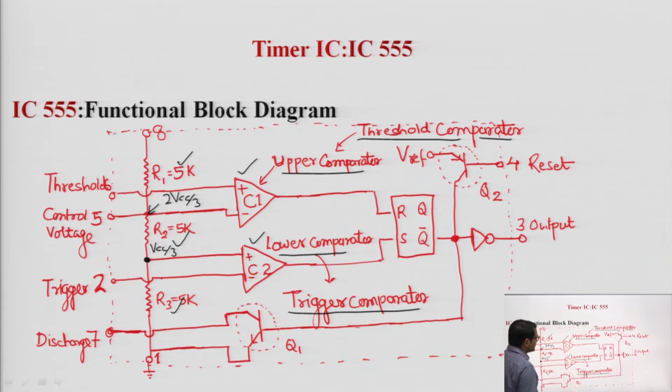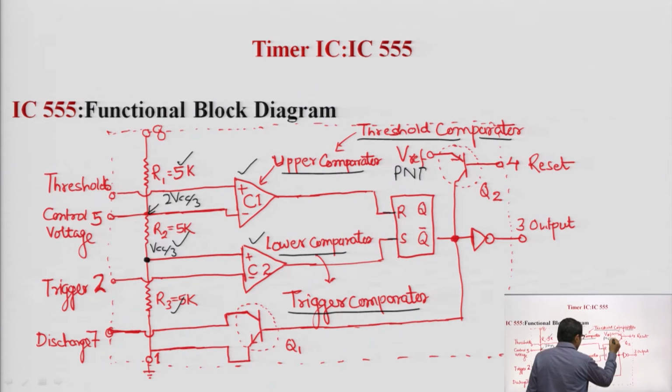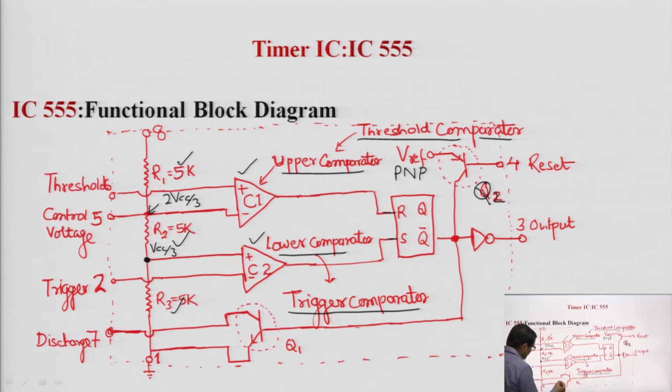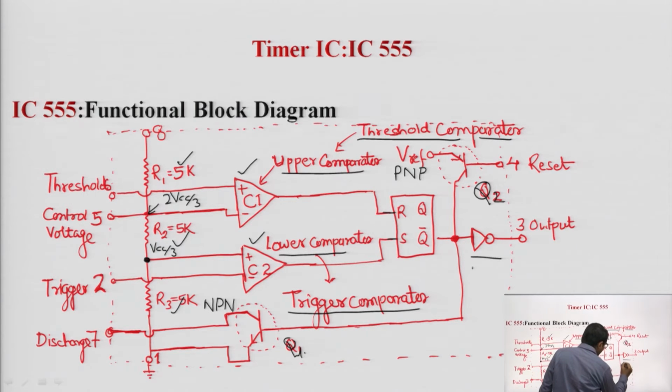The functional block is associated with one RS flip-flop, and two transistors. One is a PNP transistor. We say that the transistor Q2 is a PNP transistor, and transistor Q1 is an NPN transistor. Okay. The output stage is basically an inverter.